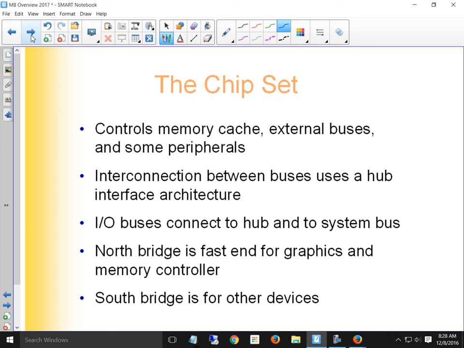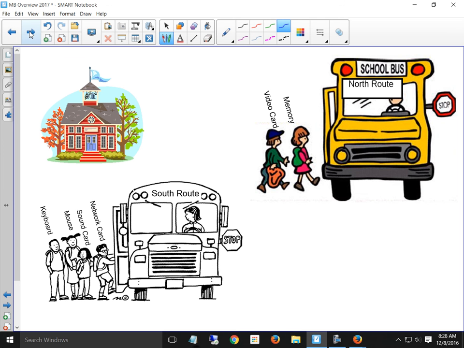Talked a little bit about this already. Chipset controls the flow of information around the motherboard, and it's what sets the stage for how fast things get to it. I've got some graphics on my North Bridge, South Bridge, okay? The kids on the North Bridge are going to get to school faster because they only have 2 stops. The kids in the South Bridge, well, they live way out and who knows where. And they're going to get to school slower because they have to make so many stops. The school being the CPU in this analogy, okay?